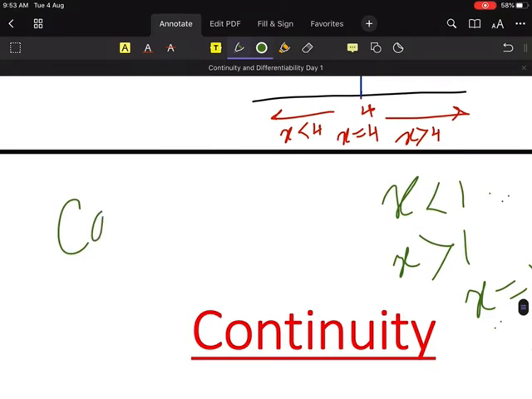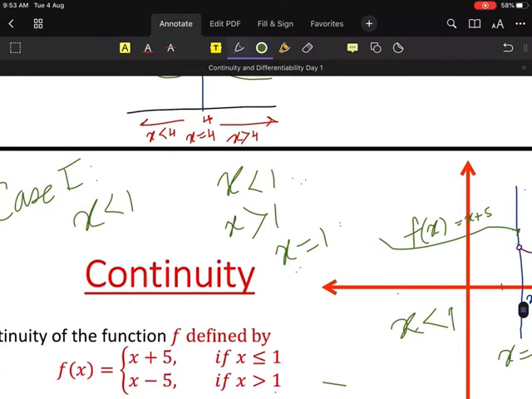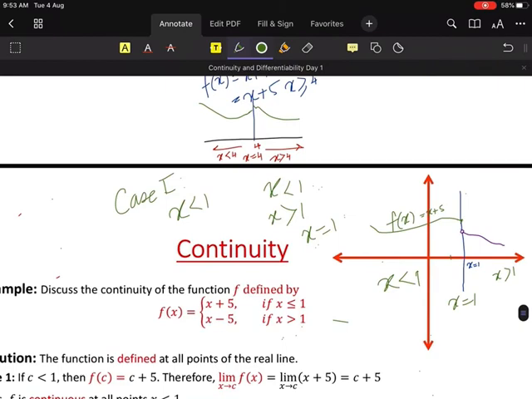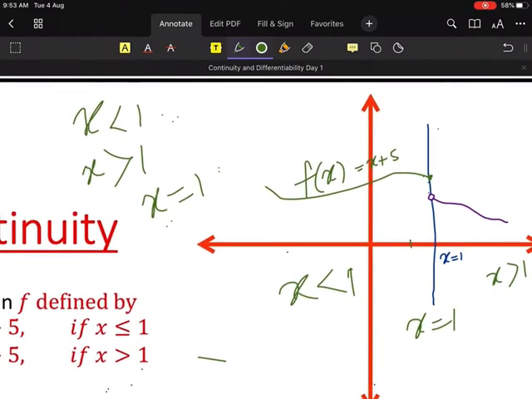Now, let us take the first case. Let us say x less than 1. So my case 1 will be x less than 1. Now everyone look carefully at what I will do. For case 1, x less than 1, what do you mean by x less than 1? Minus 1, minus 2, minus 3, minus 4, minus 5. There can be so many values as x less than 1.